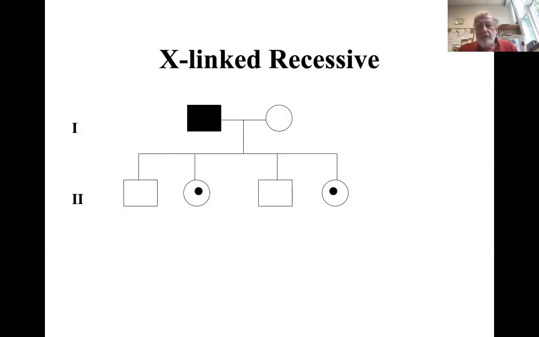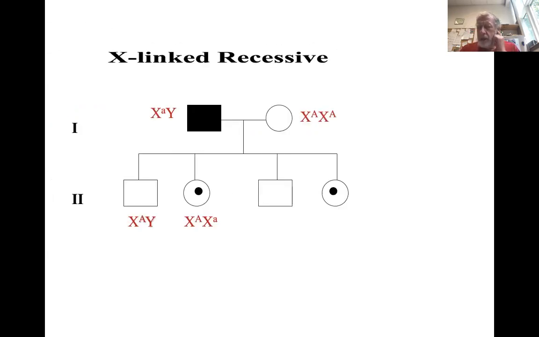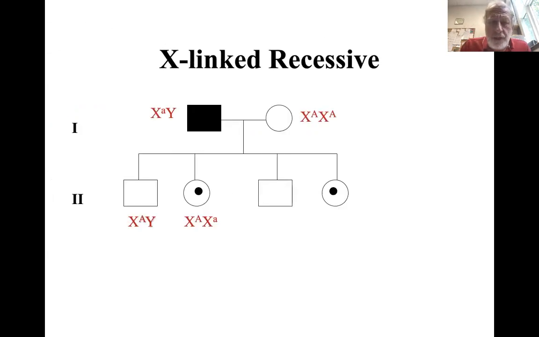So here, an affected male and a normal female, when they have kids, all the sons will be normal and all the daughters will be carriers. So looking at the genotypes of this pedigree, then we see that dad is XaY, mom is XAXA, and all the sons will be XAY, because remember, the sons get their X from their mother. All the daughters will be carriers because they get one of their X's from their father, and all dad has to pass on is Xa's.